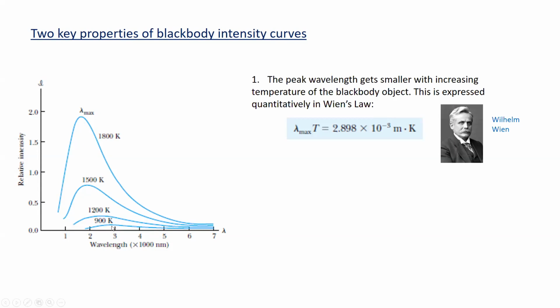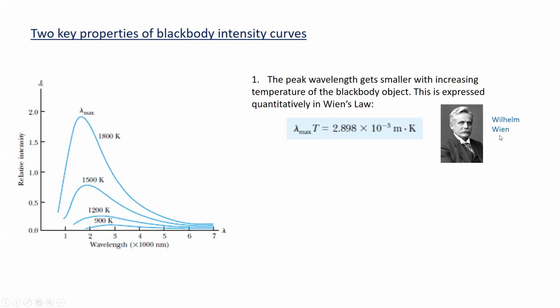And that makes sense because smaller wavelengths correspond to more energetic light. Infrared light out here at thousands of nanometers is less energetic than visible light here at a few hundred nanometers, which is less energetic than ultraviolet light here around a couple hundred nanometers. So as the temperature goes up, the peak wavelength gets smaller and smaller, corresponding to more and more energy in the most concentrated region. And this is expressed in Wien's law.